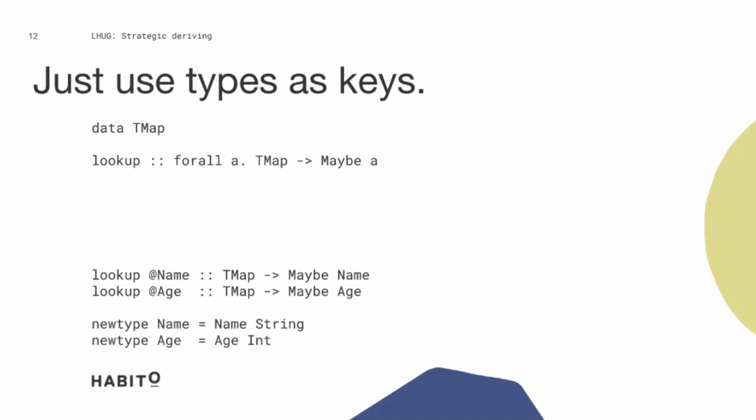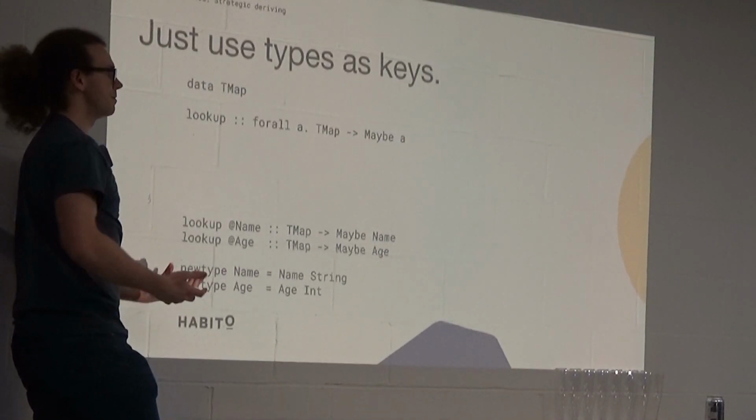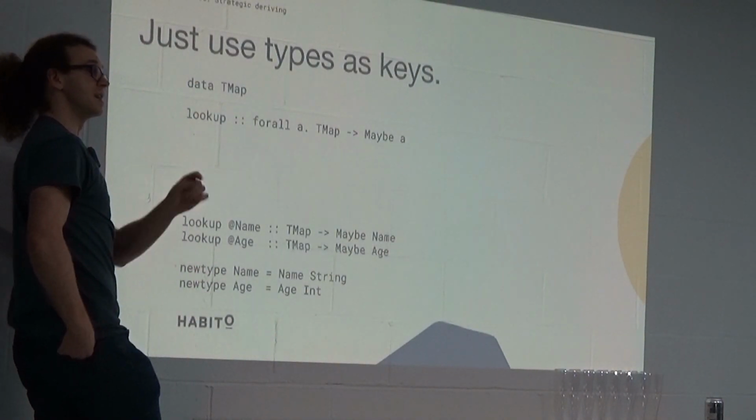It's TMap to Maybe A, but with a visible type application. If you haven't seen this, this type is ambiguous, right? If you called lookup with a TMap, GHC would say, what's A? And until recently, there was no way to say to GHC, A is this.